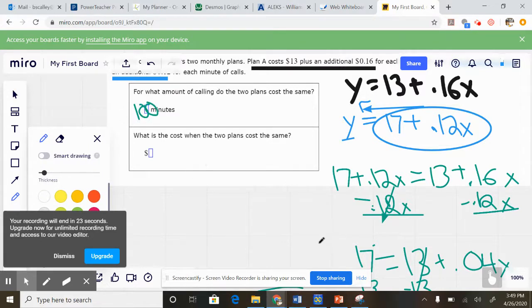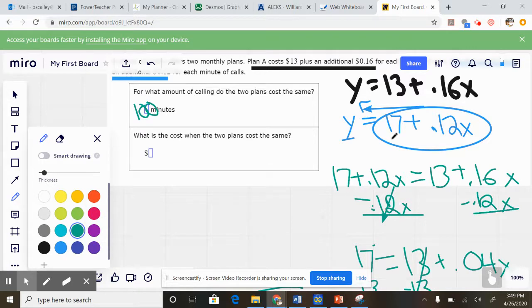And then now that I know x, I can just plug it into one of these equations to get y. So let's say it would be like 13 plus 16, it'd be 29. Because 0.16 times 100 is just 16.